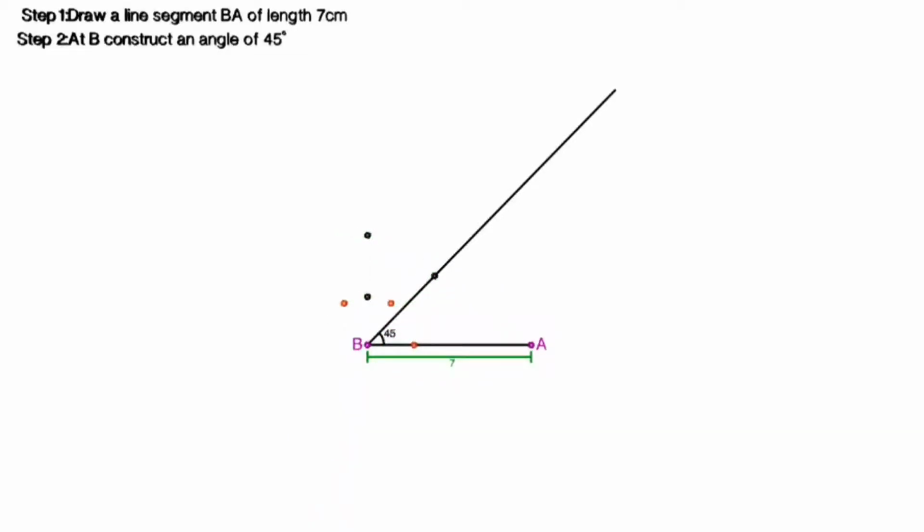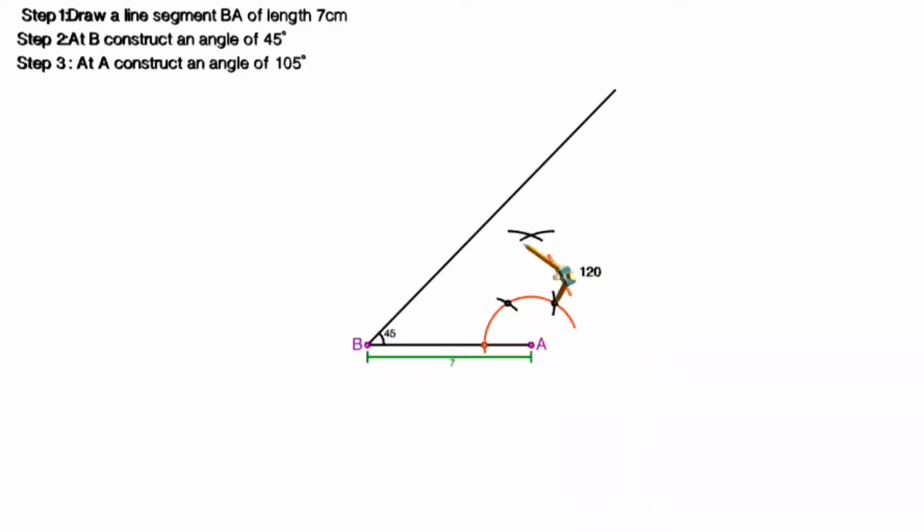So at A, I need to construct an angle of 105 degrees. I'll remove whatever I don't need now. I know the procedure to construct an angle of 105 degrees. I make angles of 60 and 120, and I bisect them to get an angle of 90 degrees. So this is the 90-degree angle made. I'll bisect the angles 90 and 120 to get an angle of 105 degrees. So this is the point of intersection of the ray of the angle of 90 degrees.